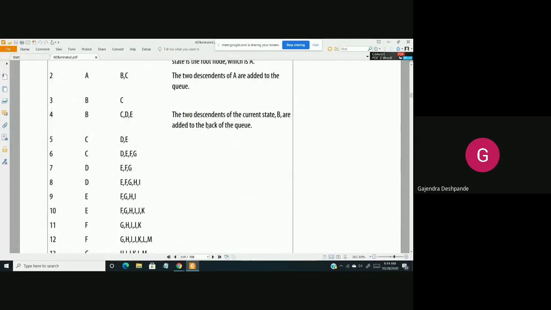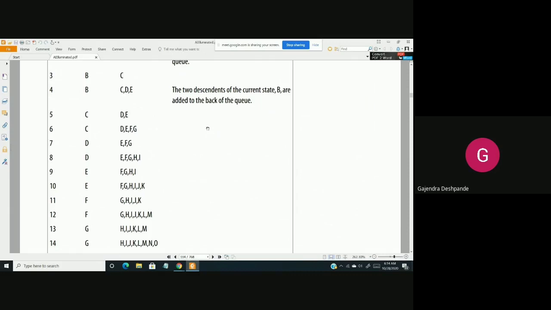Now in the next step, your first element D will be removed, and we are going to check whether it is a goal node. No, it is not a goal node. So what we are going to do is add the children of node D, that is H and I. So H and I will be added at the back of the queue, not at the front of the queue. So now next, the first element is E. Check whether E is the goal node. E is not a goal node, so add its successors, that is, J and K.